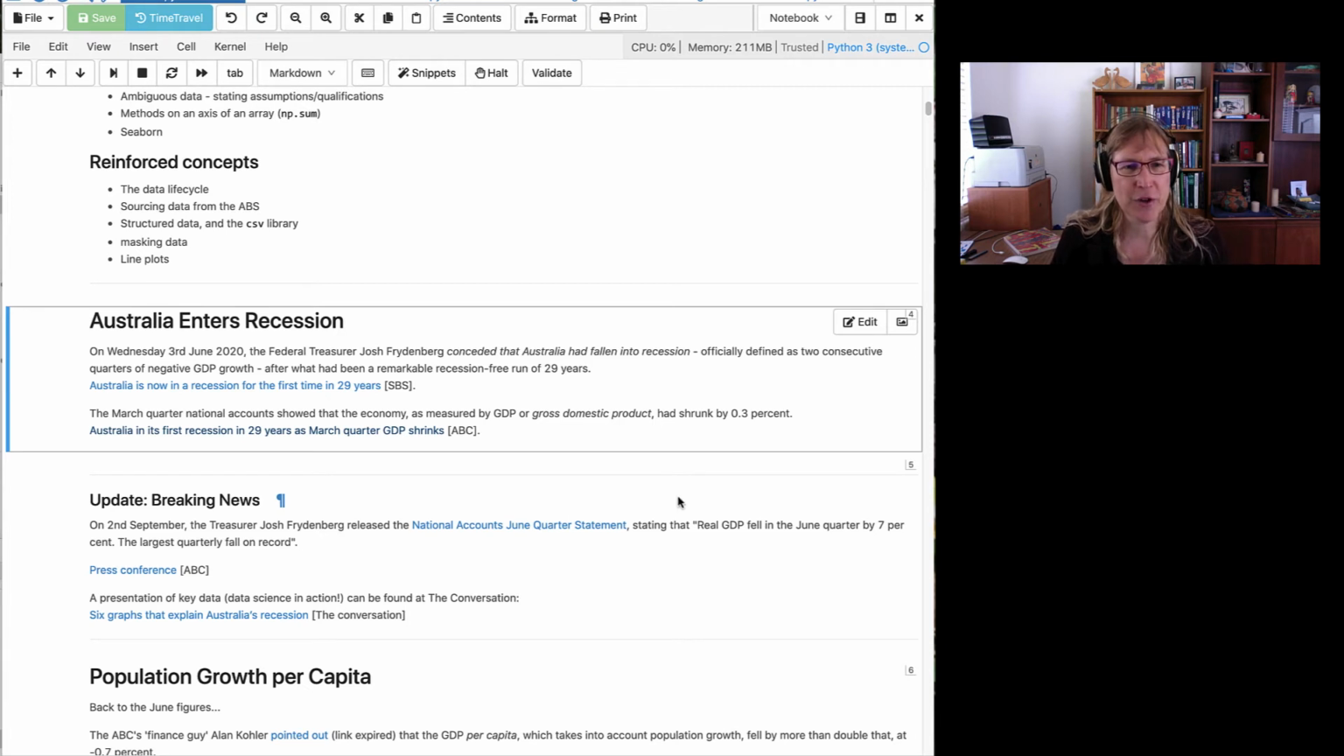At this stage, the Treasurer was actually announcing the prediction of a recession, because in fact there'd only been 1 quarter of negative GDP growth, minus 0.3%. But when the reporter actually asked, rather than doing what they normally do, which is to say they'll wait and see, it was clear that it was going to be the case, so he conceded it was a recession.